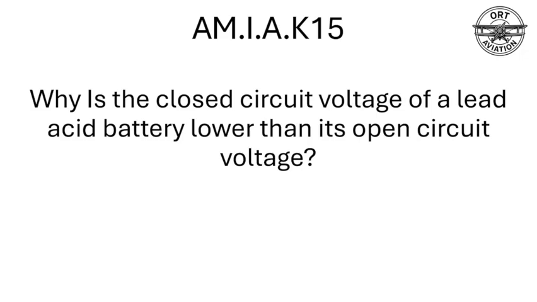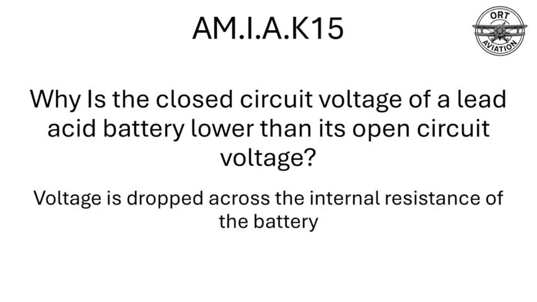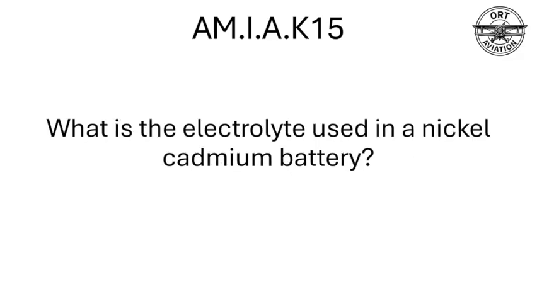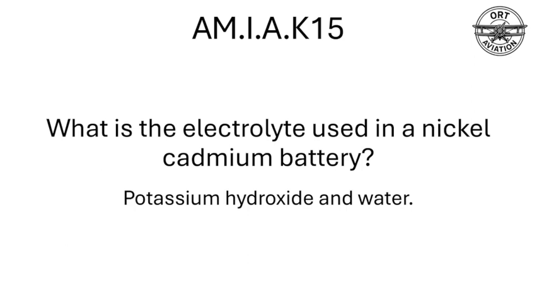Why is the closed circuit voltage of a lead-acid battery lower than its open circuit voltage? The voltage is dropped across the internal resistance of the battery. What gases are released when a lead-acid battery is being charged? Hydrogen and oxygen. What is the electrolyte used in a nickel-cadmium battery? Potassium hydroxide and water.